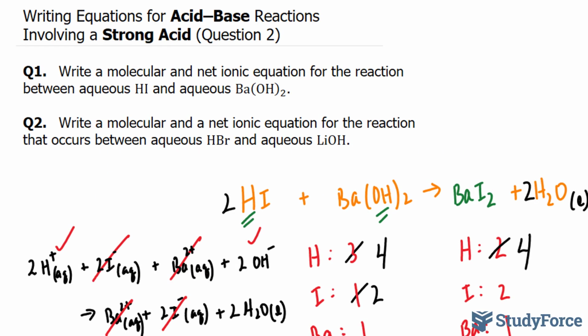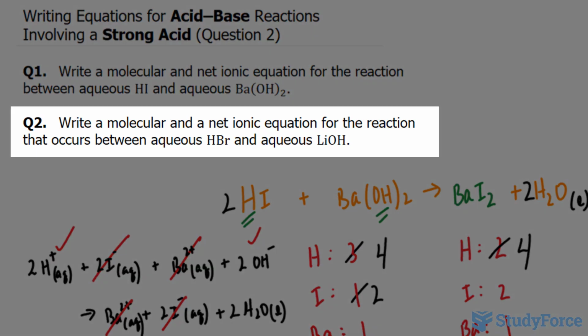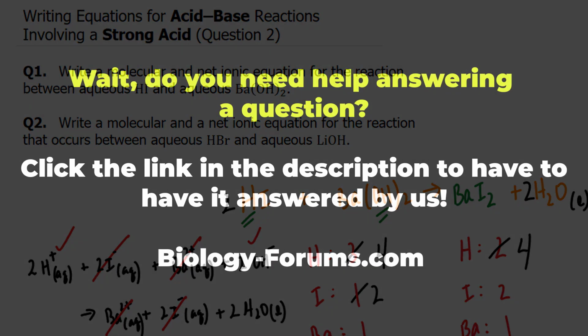In question 2 of this series, where we write equations for acid-base reactions involving strong acids, we're asked, write a molecular and a net ionic equation for the reaction that occurs between HBr, known as hydrobromic acid, and aqueous LiOH, lithium hydroxide.